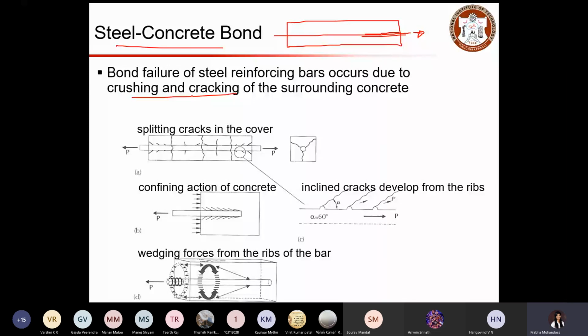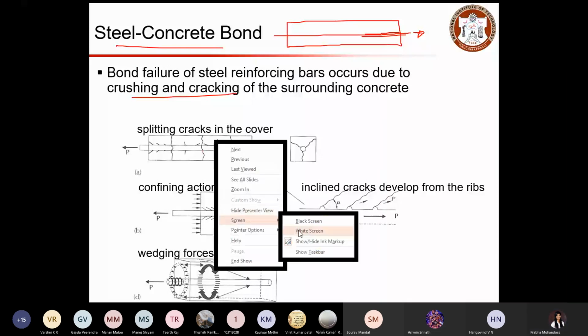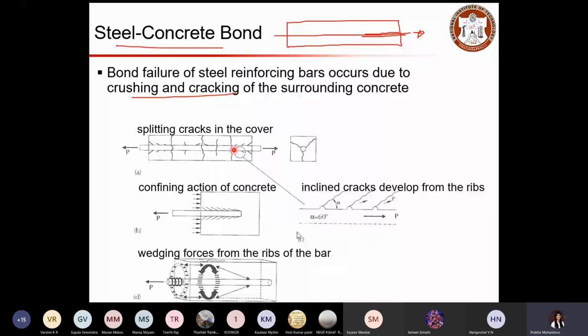In some cases the cover will be cracked, and you can see this kind of split crack formation in the cover. So splitting cracks will occur in the cover. This is an example of a split crack when you apply a tension to pull the steel from the strand. Here, when you apply the tension, compression is induced in the concrete, and this develops a wedging action.